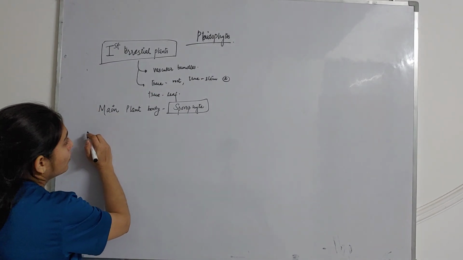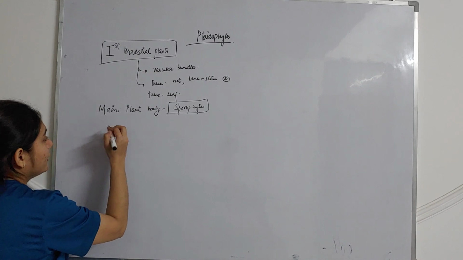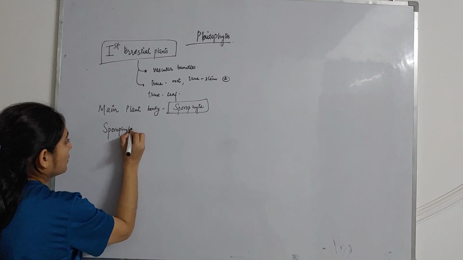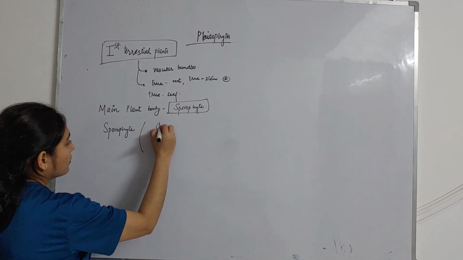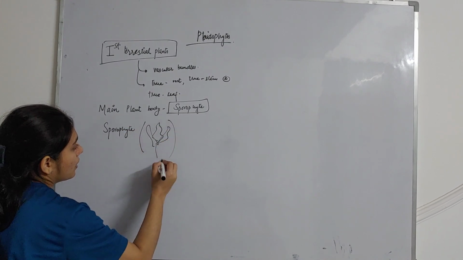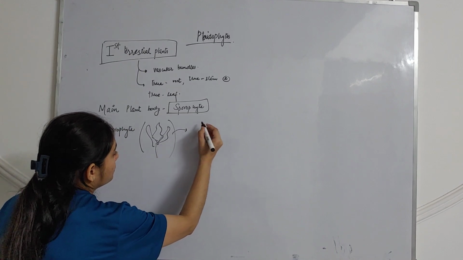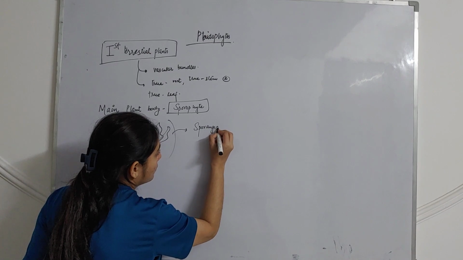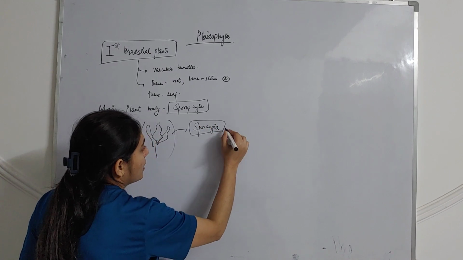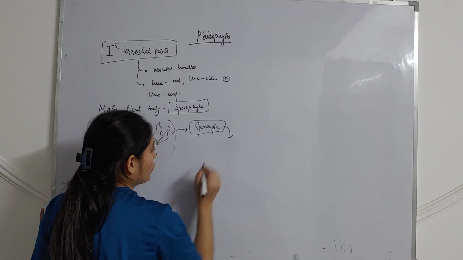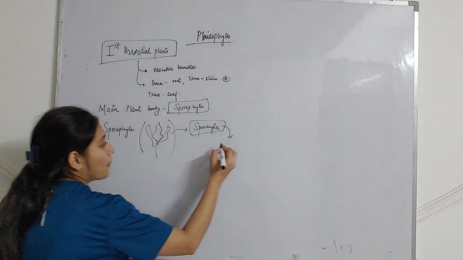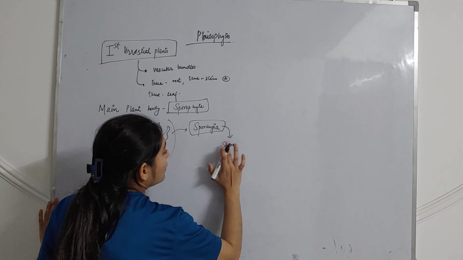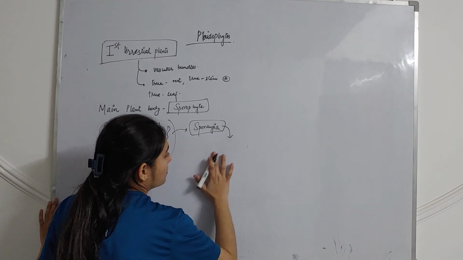Now the sporophyte, or the main plant body, bears sporangia in which spores are present, in which sporophyll is present.